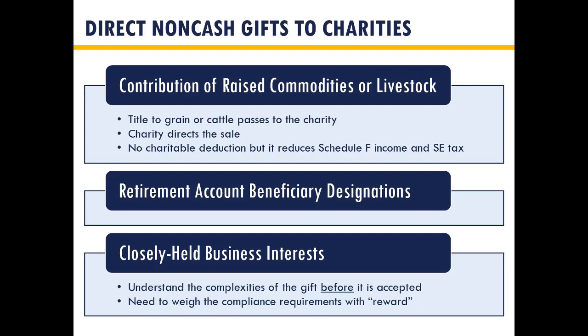The title to the grain or the cattle must pass to the charity. It can't be a prearranged sale where the producer just takes it to the elevator or to the livestock market and says, I want to sell my 100 head of cattle and give the proceeds to my favorite charity. The title on that needs to transfer to the charity. It's the charity who directs the sale.